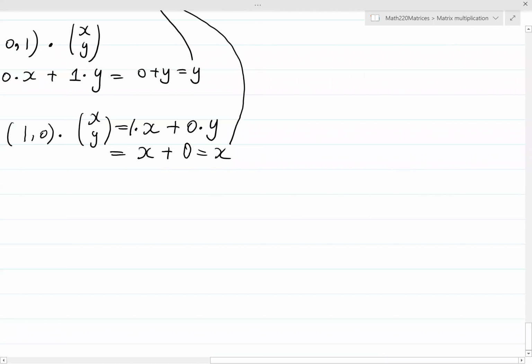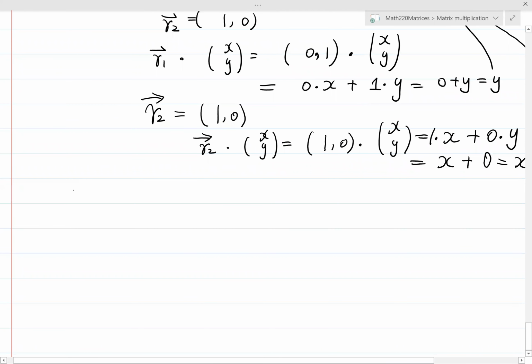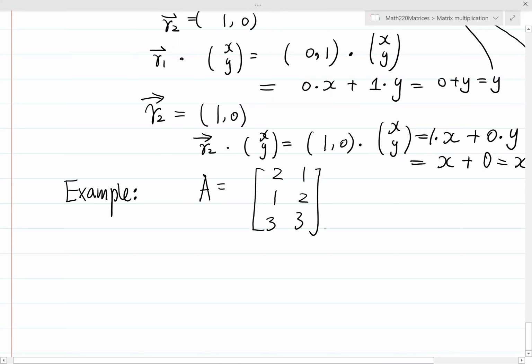Let's see another example of matrix multiplication. Let's see this matrix A. A is this matrix: 2, 1, 3, 1, 2, 3. It has 2 columns. Then we take this X as 1, 1. So here X lies in a 2-dimensional space.